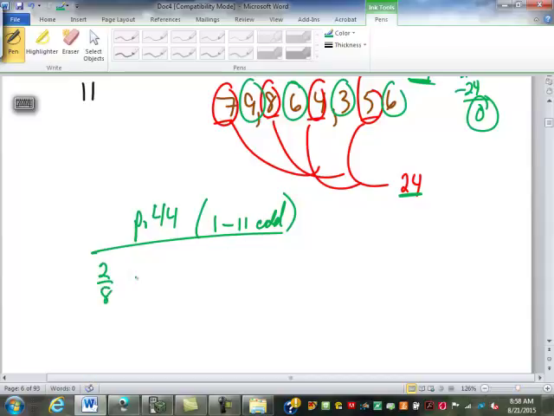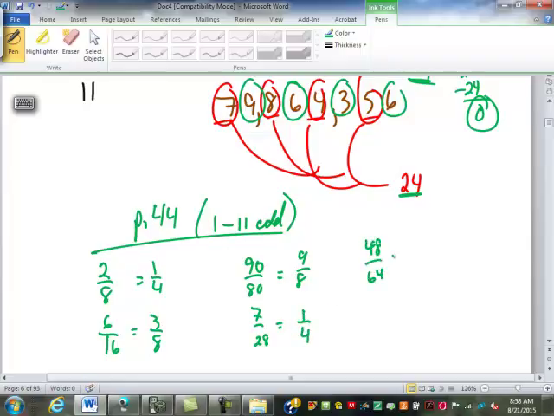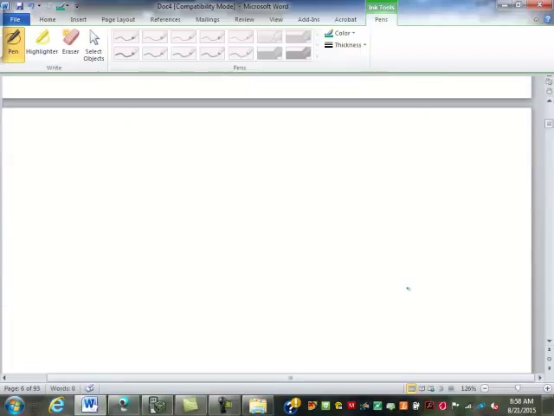Number 1, 2 over 8 is going to reduce to 1 over 4. Good. 3, bless you. 6 over 16 can reduce to 3 over 8. 90 over 80, 9/8. Good. 7 over 28, 1/4. 48 over 64, 3/4. And 81 over 36, 9/4. Good. That 9/4 there is actually the perfect problem to bring us into our next topic here.